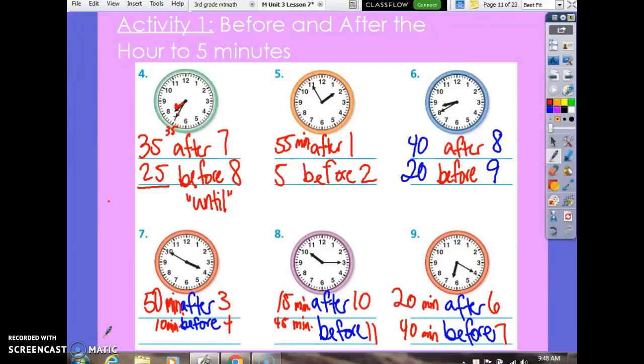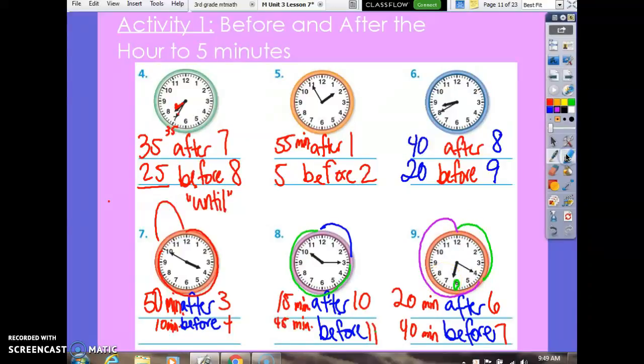Number 7, it's 50 minutes. Okay, we went 50 minutes after 3 o'clock, which means we only have 10 minutes before 4. Number 8, we only went 15 minutes after 10 o'clock, which means then we have the 45 minutes until we get to 11 o'clock. Okay, on number 9, we only went 20 minutes after 6 o'clock, which means then that we have that 40 minutes until we get to 7 o'clock.